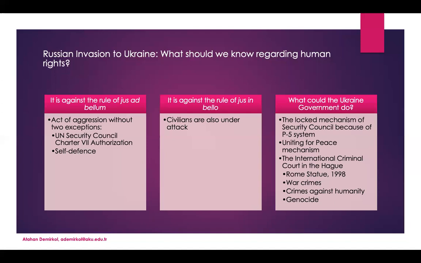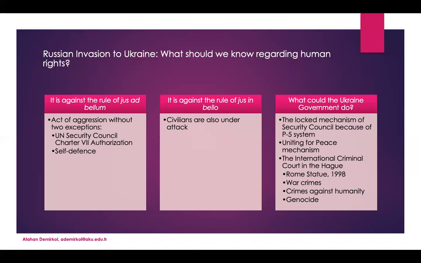And I also would like to say, what could the Ukrainian government do right now? There is a locked mechanism of the Security Council because of the P5 system. What is the P5 system? It's the permanent five countries, like we all know. And the lock comes from the P5 system because Russia is one of the P5 countries. So they will definitely block any condemnations against the invasion of Ukraine. So the mechanism is not working in that case.